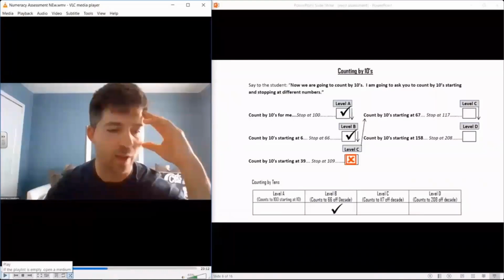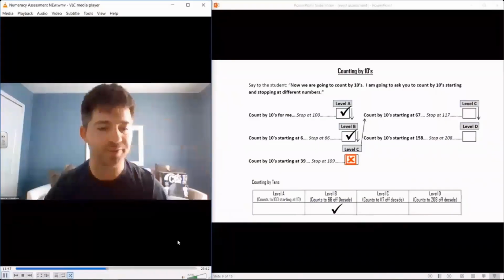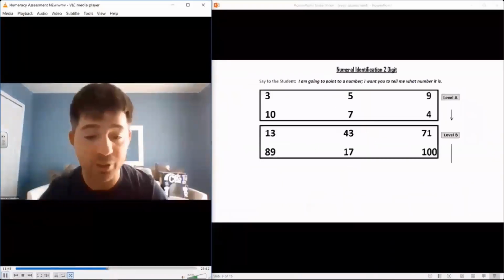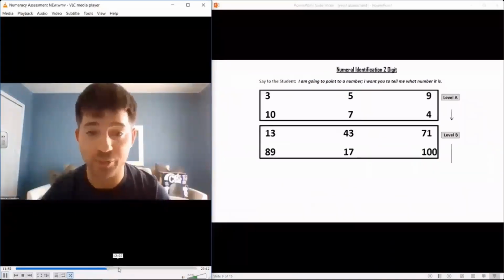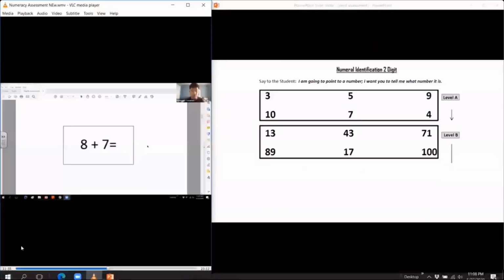And he is a level B mastery, which means he would receive instruction at level C. We'll go ahead and stop there, okay? All right, Reed, now I'm going to show you some numbers. And what I want you to do is read me those numbers, okay?